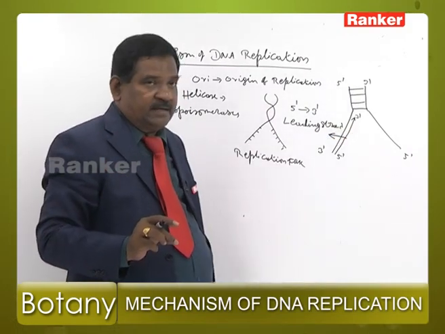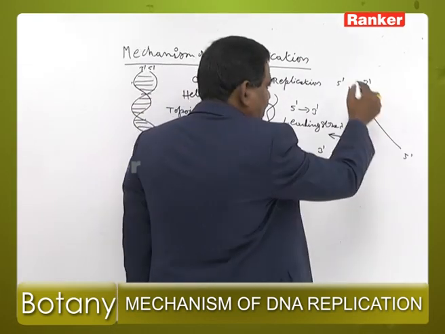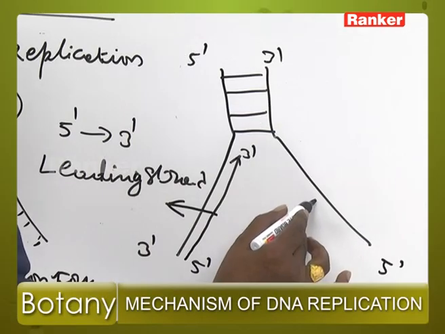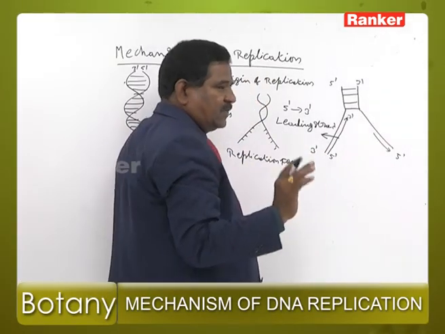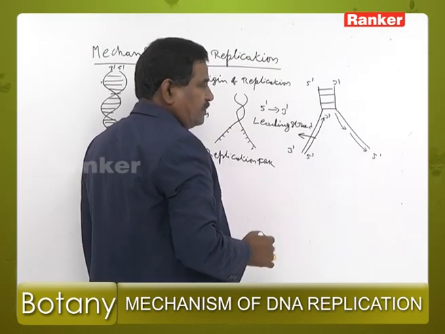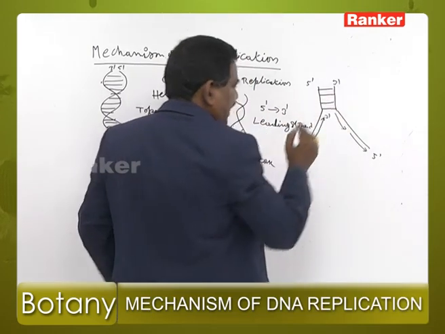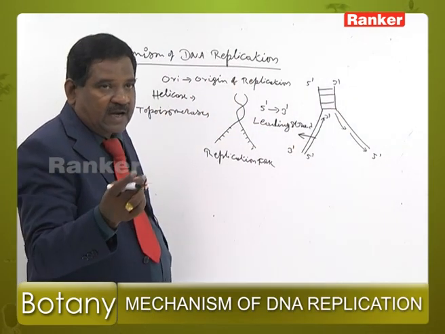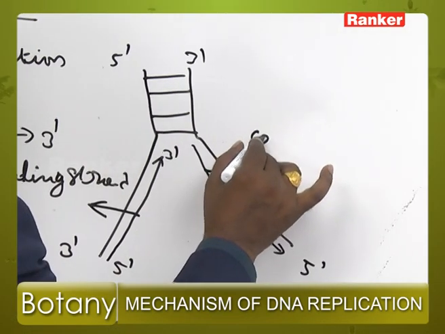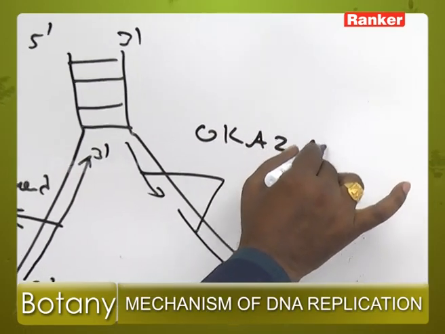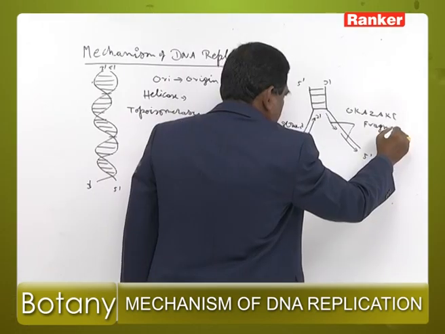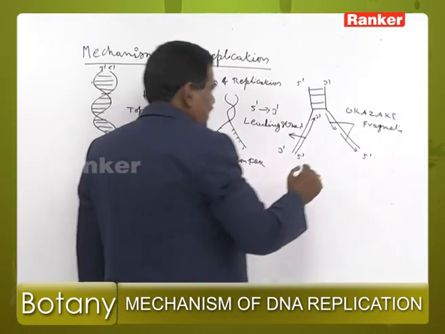And the complementary strand, the other one, is also synthesized in the 5' to 3' direction. In this new DNA that is formed, no doubt it is 5' to 3', but it is discontinuous. When it opens, again a new strand, some fragment, is formed. Those fragments which are formed are Okazaki fragments, and that strand is called the lagging strand.